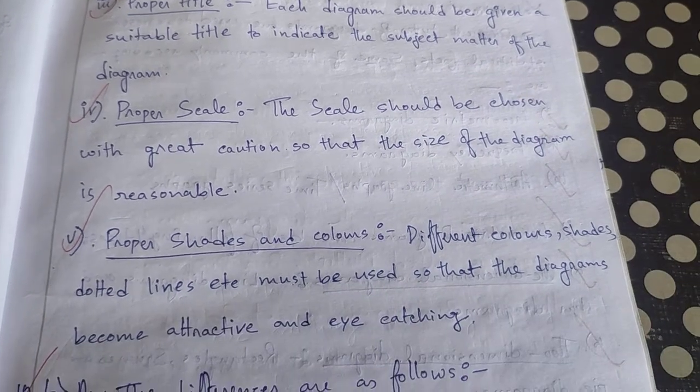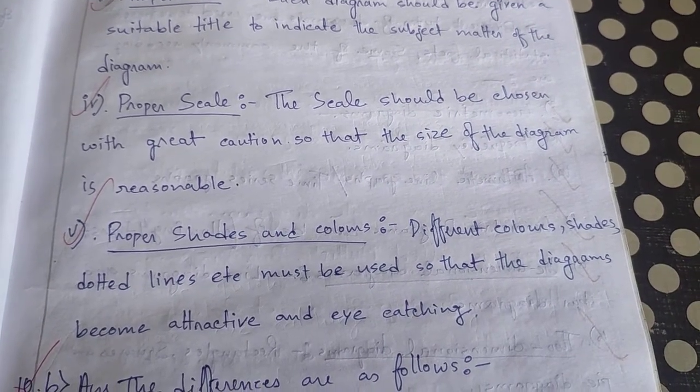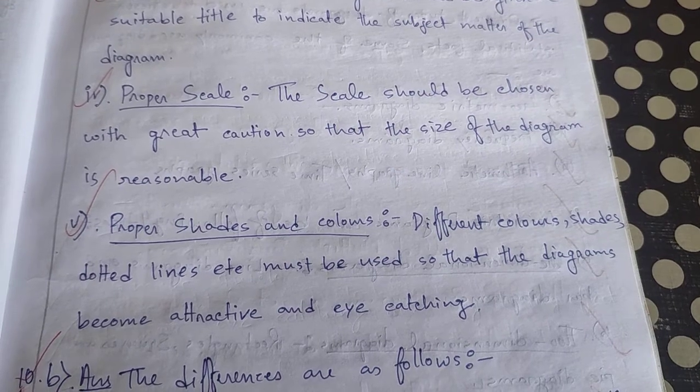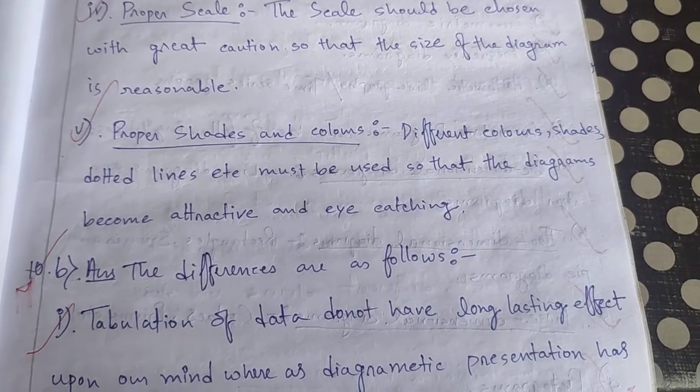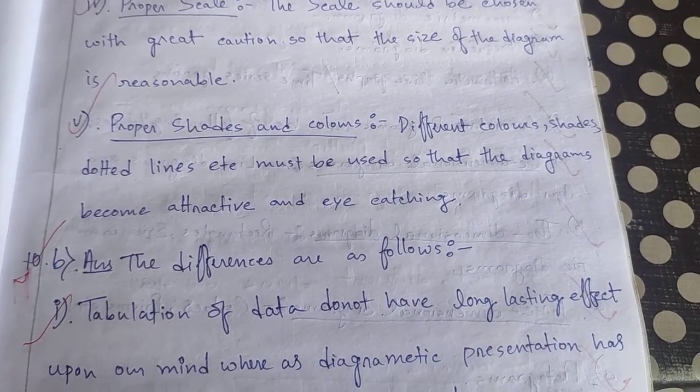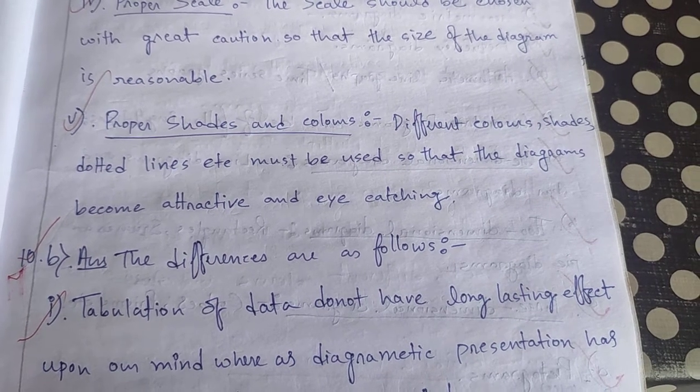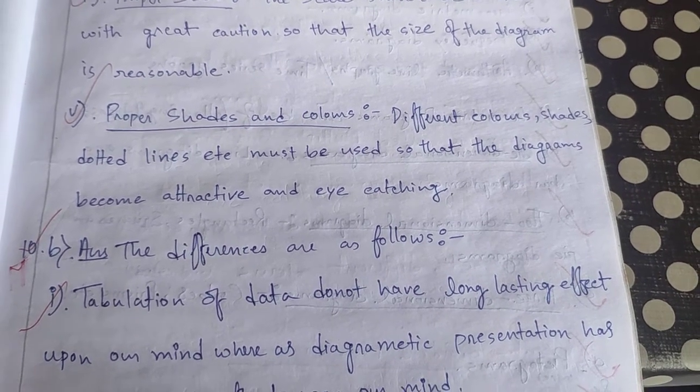Number 4 is proper scale. The scale should be chosen with great caution so that the size of the diagram is reasonable. Number 5 is proper shades and colors. Different color shades, dotted lines, etc. must be used so that the diagram becomes attractive and eye-catching.